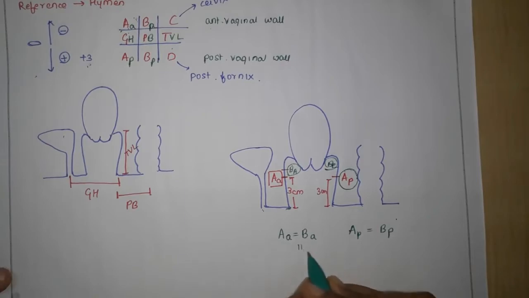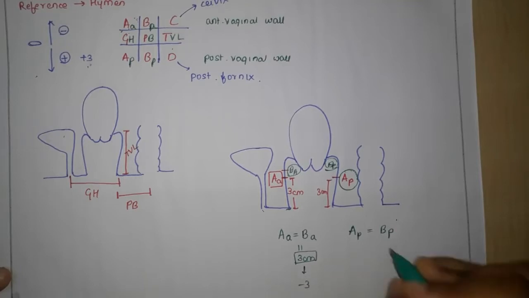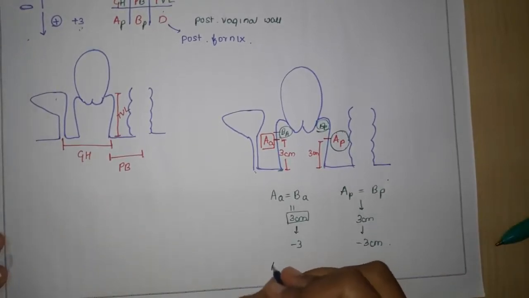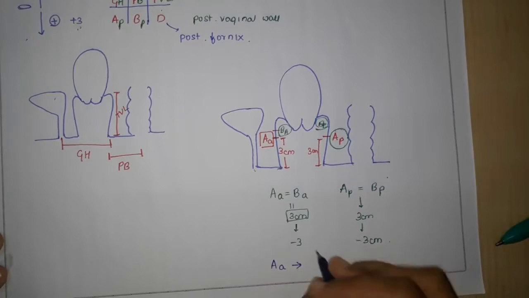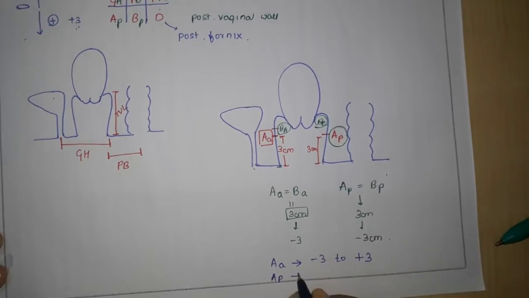So these will be measuring 3 centimeters, and because you are telling with respect to the hymen, this will be at a -3 level. Similarly, this will also be measuring 3 centimeters, at -3. Now you should understand that after prolapsing, the values of AA can extend from -3 to +3. Similarly, AP can also go from -3 to +3.